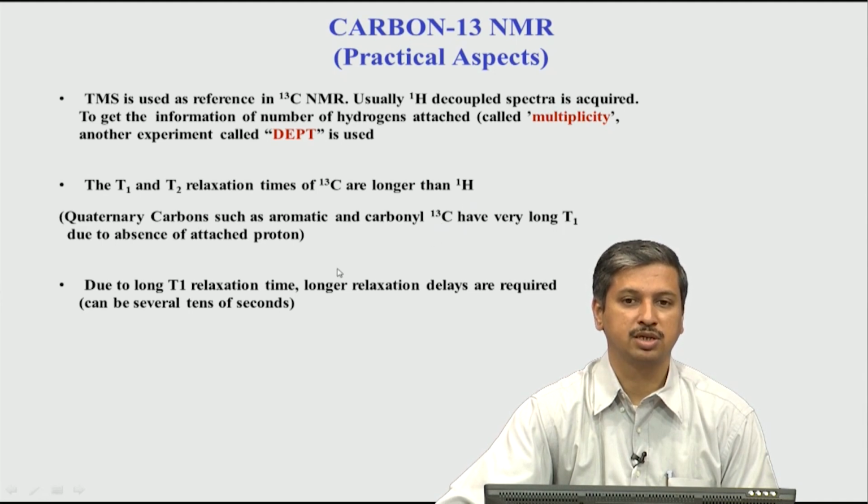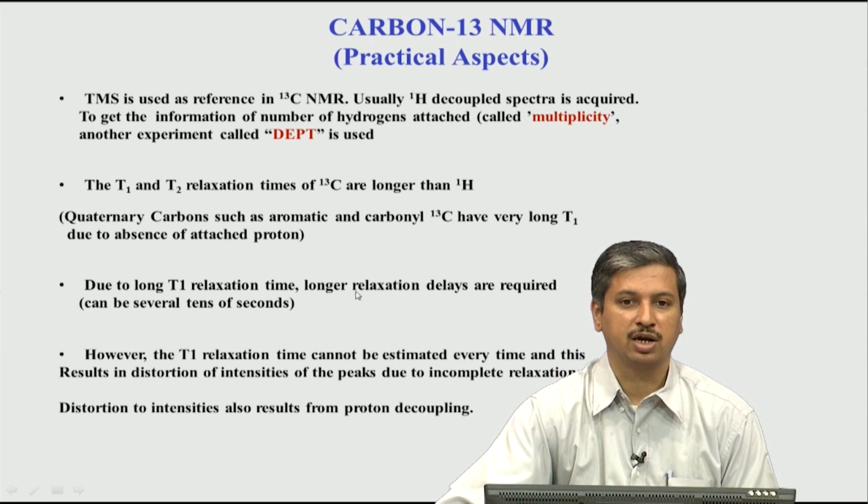The problem is there is a range of T1, T2 values, but for those carbons which are attached to a hydrogen, it will have a relatively shorter relaxation, and therefore, in all the NMR experiments we typically do for carbon, we worry about only those which are attached to hydrogens. So, that will be of the order of, let us say, a few seconds T1 relaxation. So, your relaxation delay can be about 10 seconds, instead of using minutes.